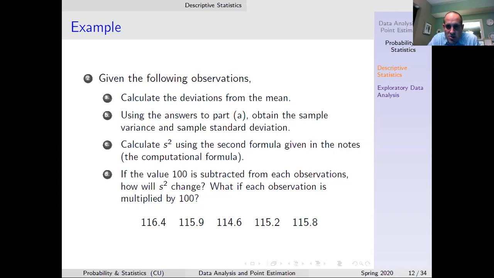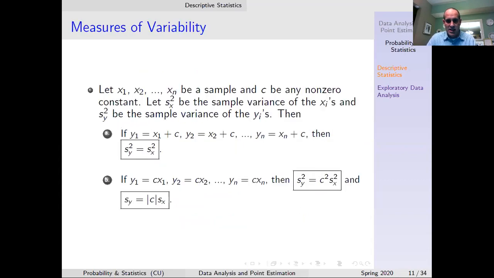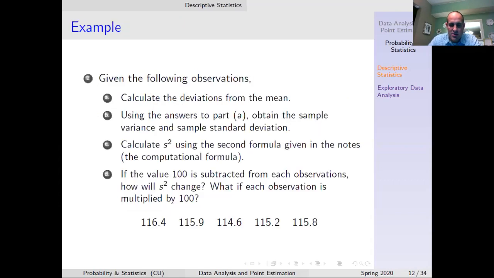What if each observation is multiplied by 100? Well, if each observation is multiplied by 100, remember, that will multiply the sample variance by 100 squared. That's what we had in the last slide. Right here. Just to remind you of that, it will multiply the result by 100 squared. So it will massively change that thing. Right?